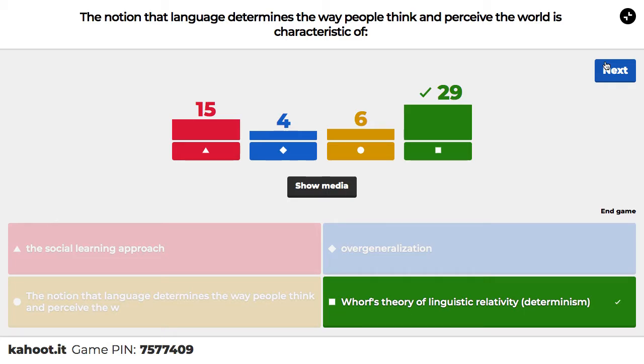So here, oh, that one's not even finished. That's fine. What this is looking at is Whorf saying that our language influences how we think. Because if we have a word for it, then it causes us to think differently, which then changes our perception of the world.